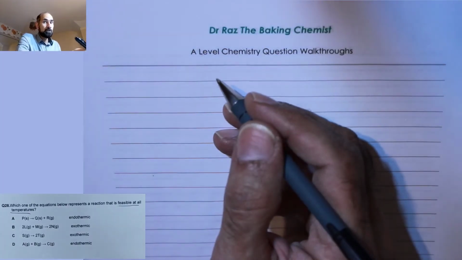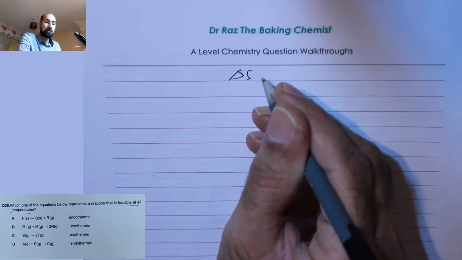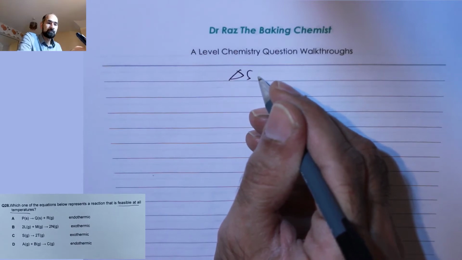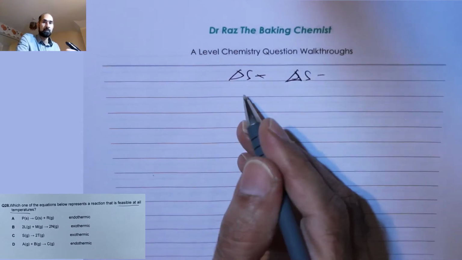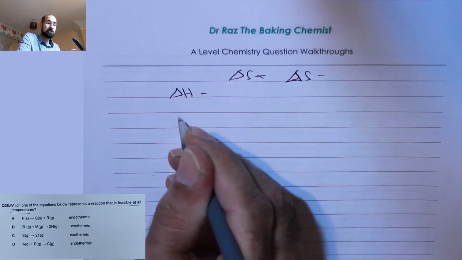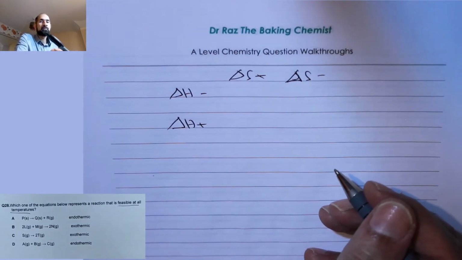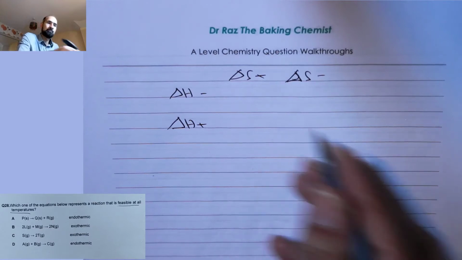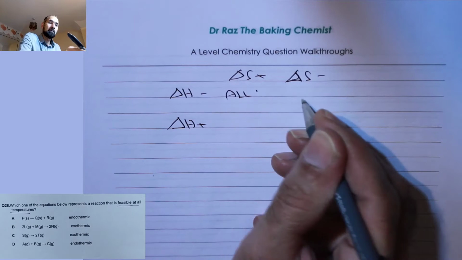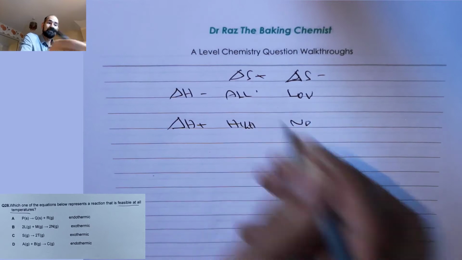Right. So let me give you the visual method, the easy method first. You need to remember this table, right? So the table goes something like this. So you write delta S positive, delta S negative, so entropy, positive entropy, negative entropy, and you write enthalpy negative and enthalpy positive. Okay, and then the way I remember is all, low, high, no. All, low, high, no. What does that actually mean?